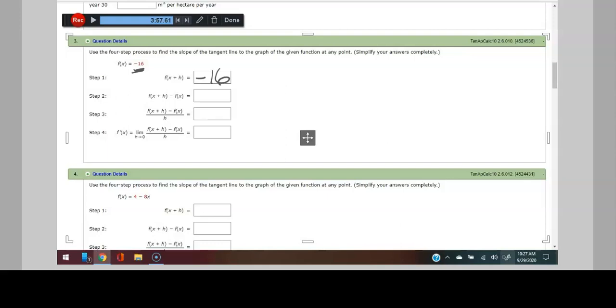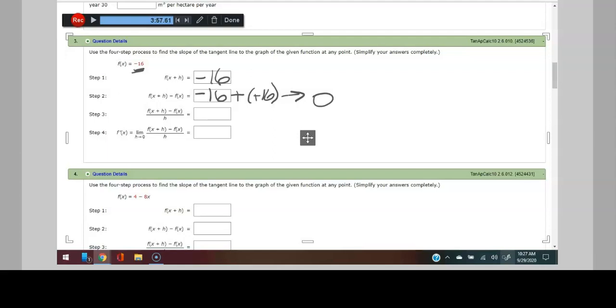For step 2, I'm going to take my original, I'm sorry, my original and subtract it off of f of x plus h. Well, again, I couldn't change anything. So when I do this math, I end up with a 0, okay? Because all you're doing is working with the numerator at this point.